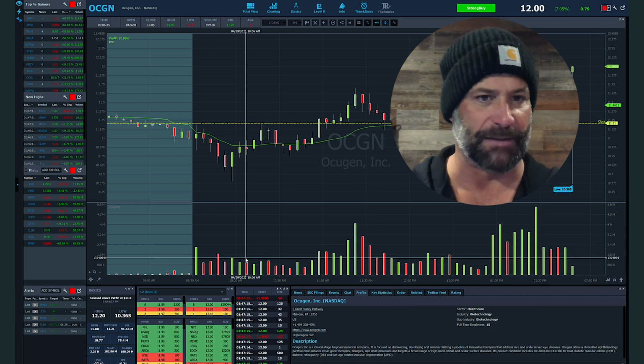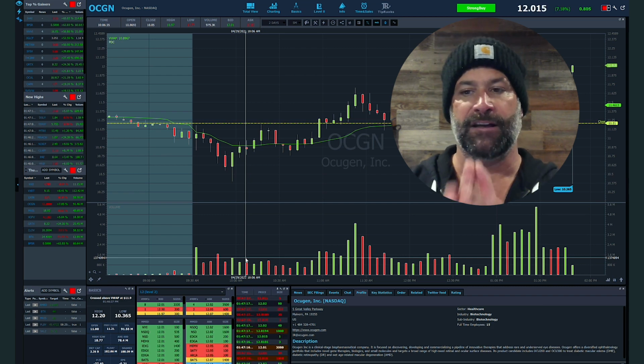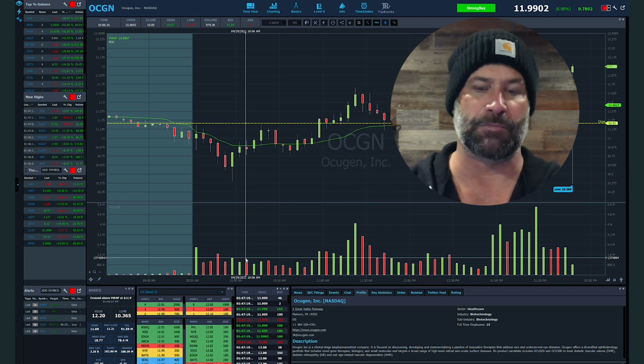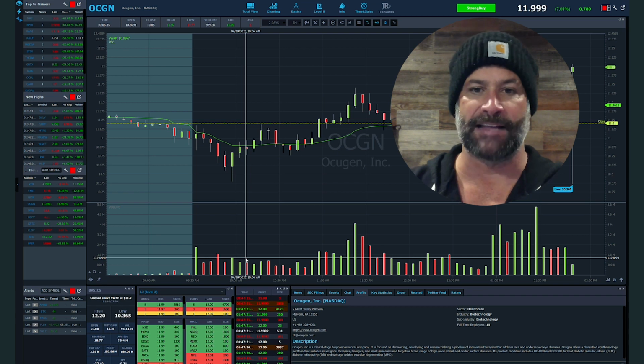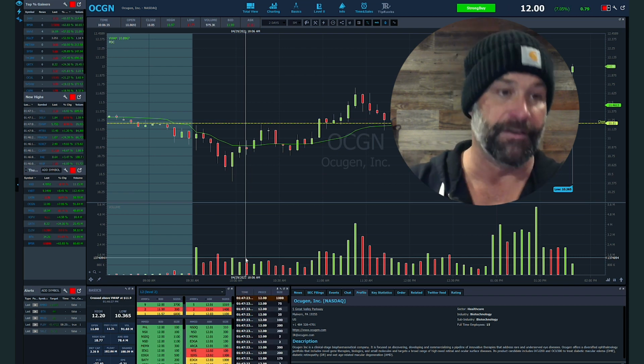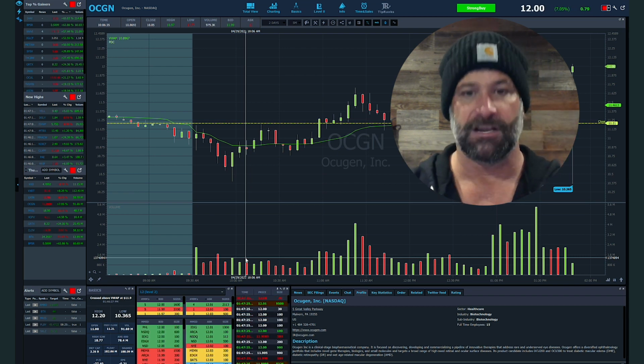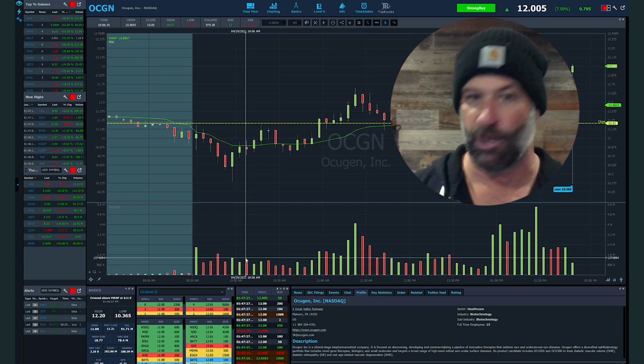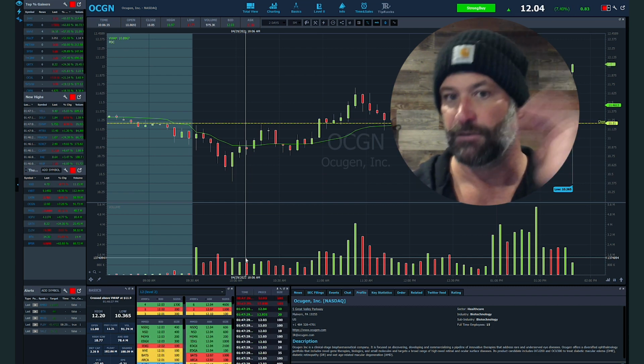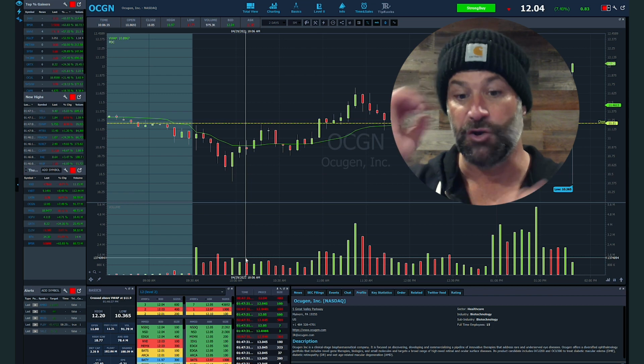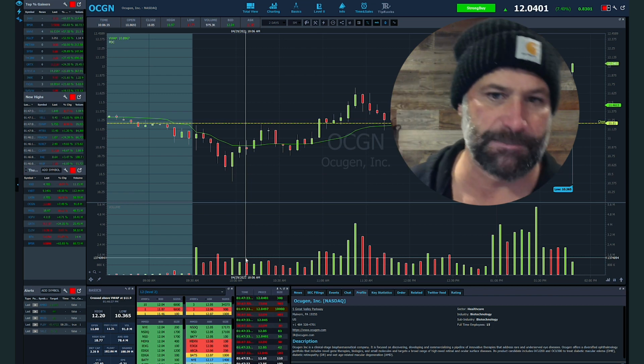So this trips up a lot of people. Keep in mind the color of the volume candles corresponds with the color of the price action candles. So if you've got a green candle, remember, what's a green candle? Closed higher than it opened. Your volume candle will be the corresponding color.